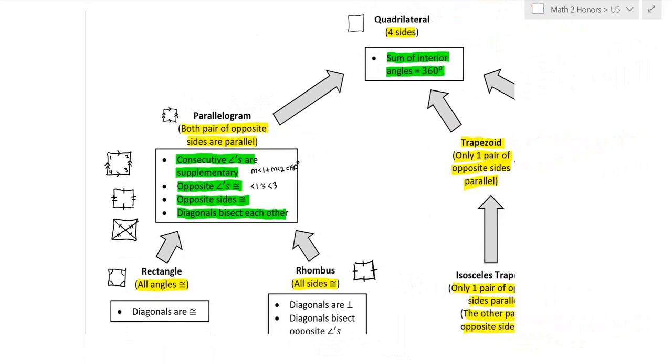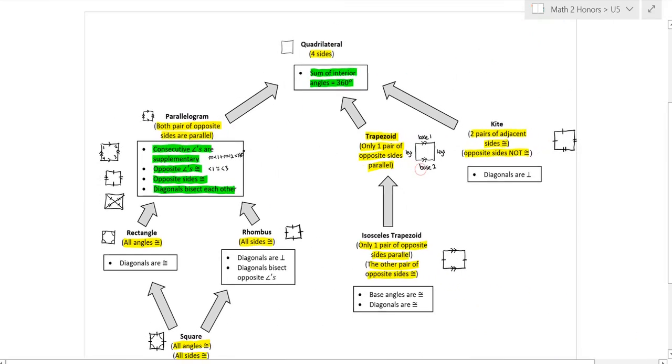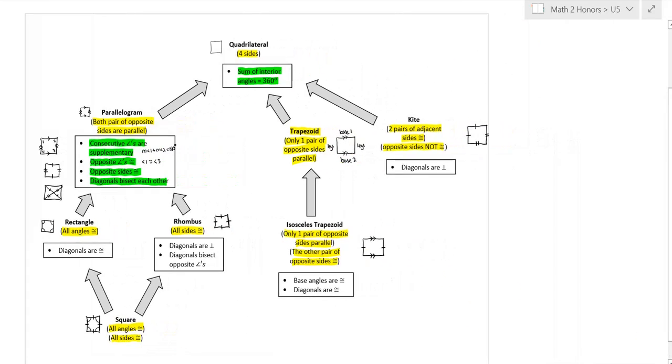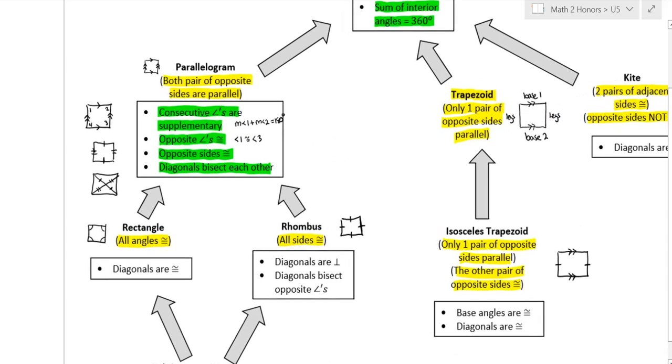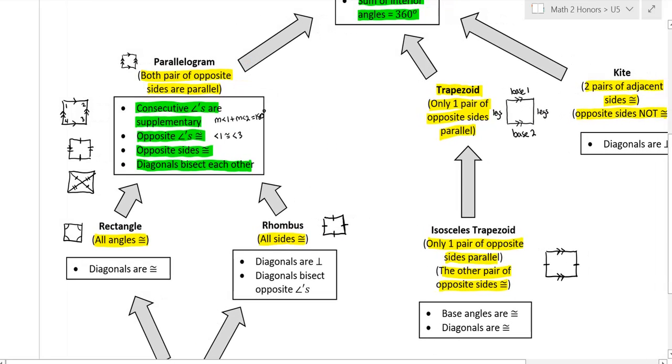Now look at our diagram. I'm going to back up here. A square, well, let's look at a rectangle. A rectangle is a parallelogram, so because of that, a rectangle inherits the properties of a parallelogram. So all four things that I highlighted in green, I can apply to a rectangle. So I could say, well, since a rectangle is a parallelogram, consecutive angles are supplementary, opposite angles are congruent, opposite sides are congruent, diagonals bisect each other.